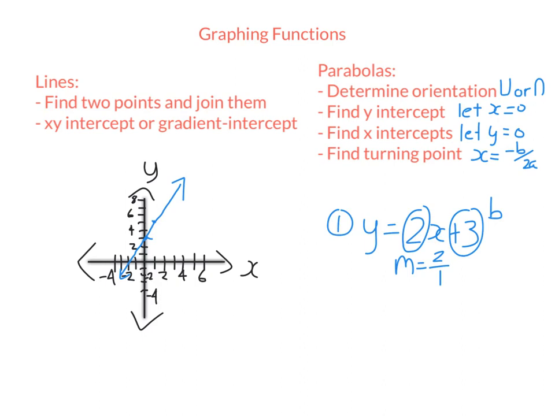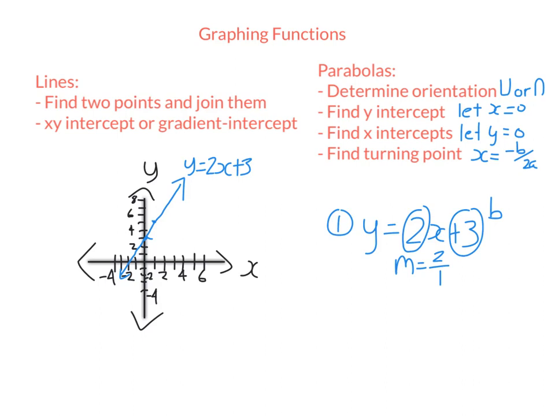So the gradient is the number in front of x only when it's in the form y equals mx plus b. If it's not in that form, you can't read the gradient and intercept off just like I did. You might need to use the xy-intercept method. That would be just letting x equals 0 to find the y-intercept and y equals 0 to find the x-intercept. Alright, so for parabolas, we find 4 features and then just plot them and join them up.